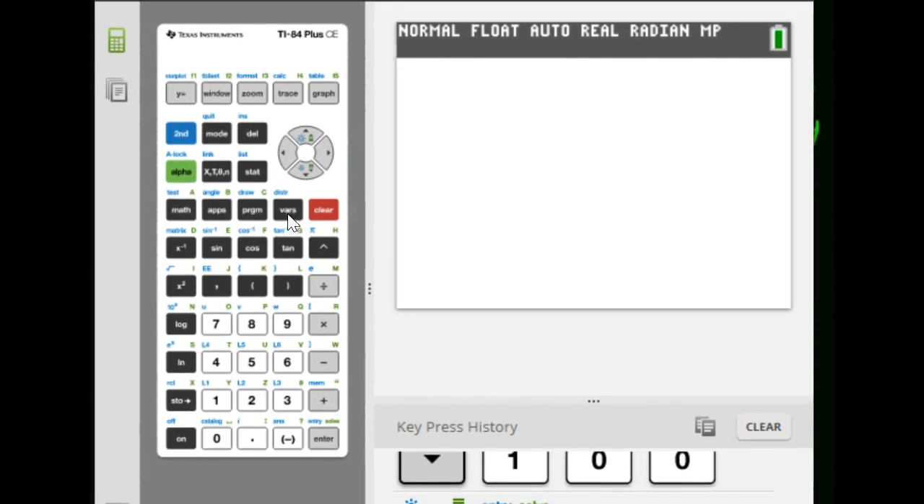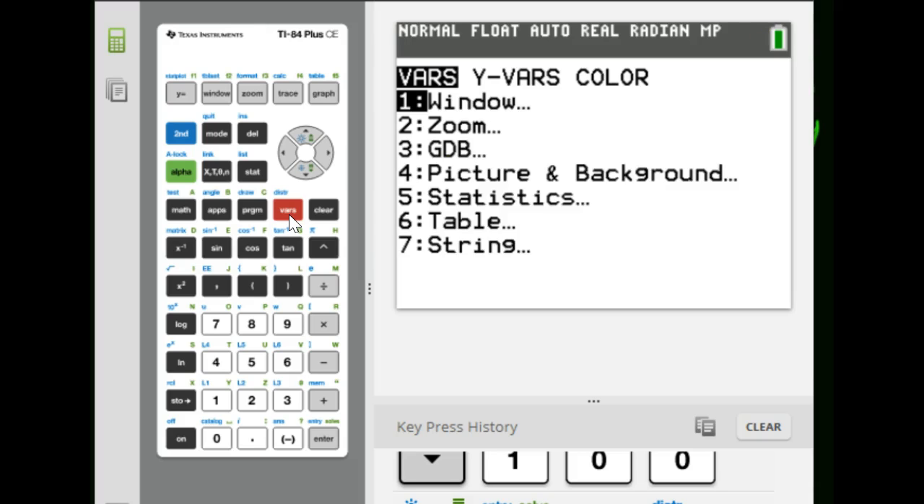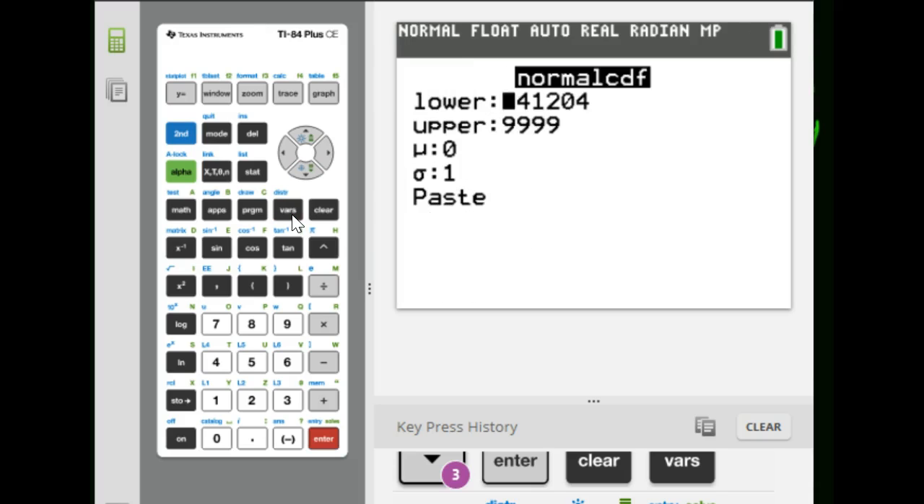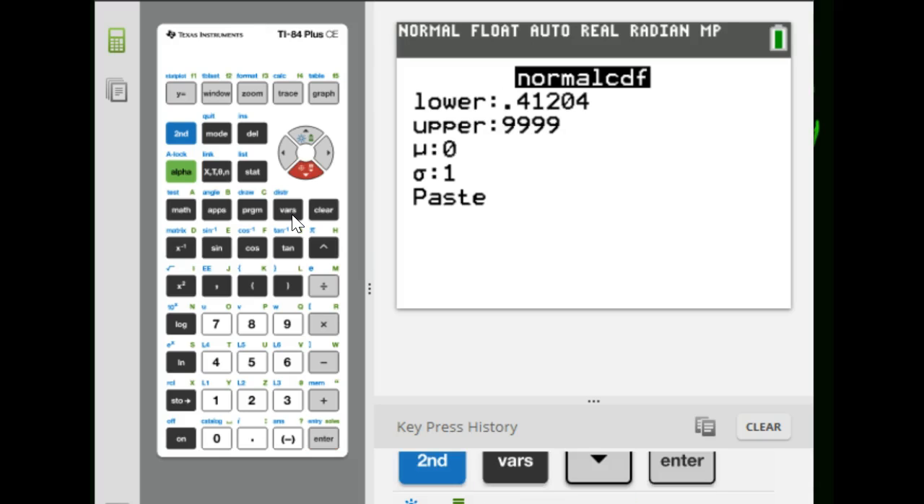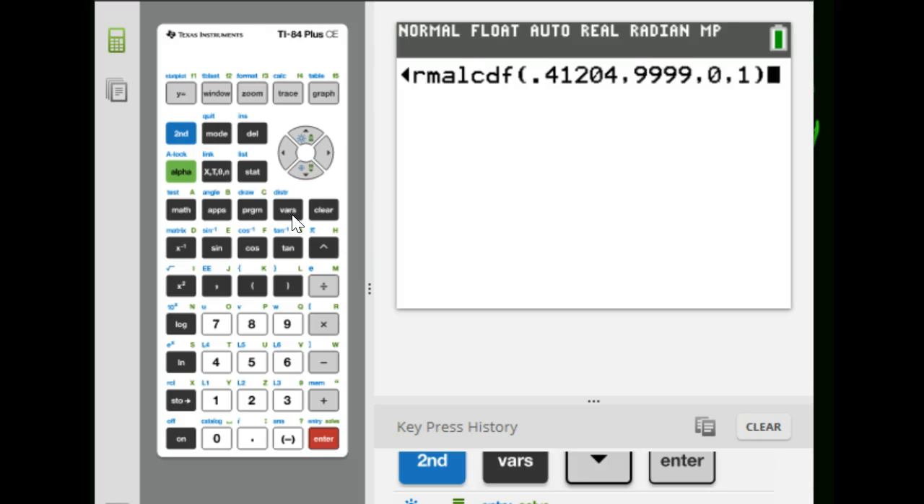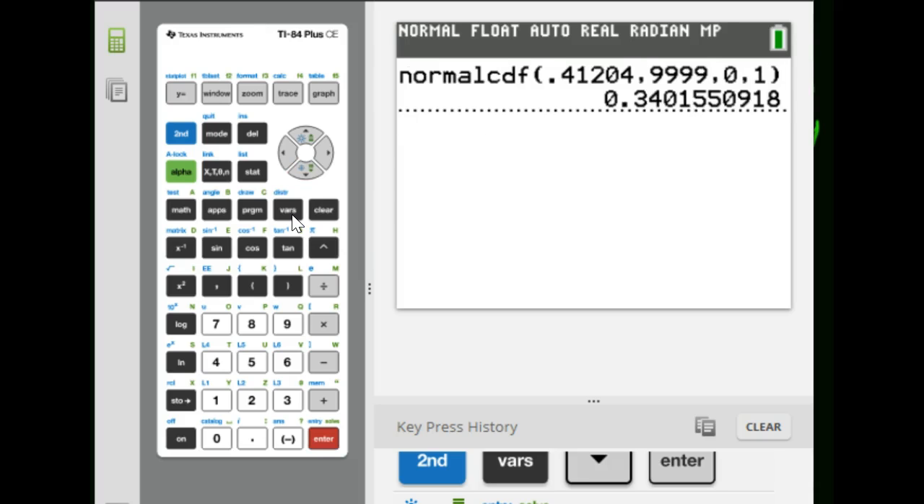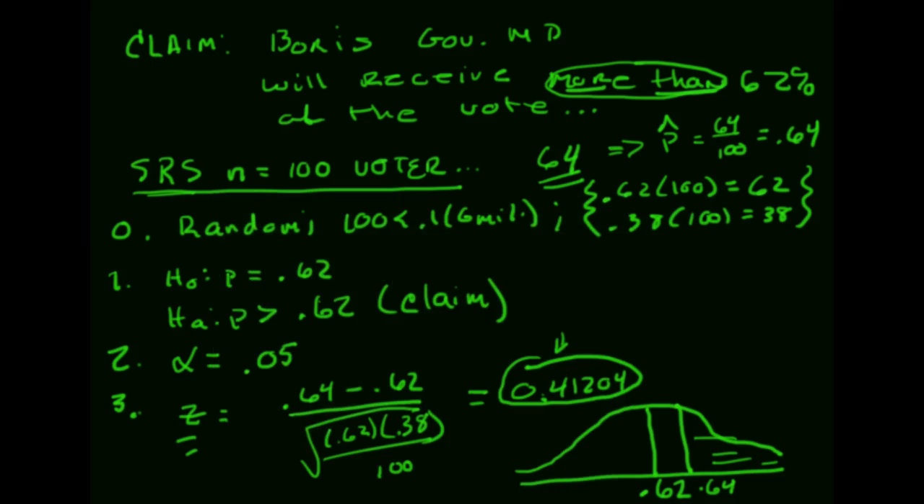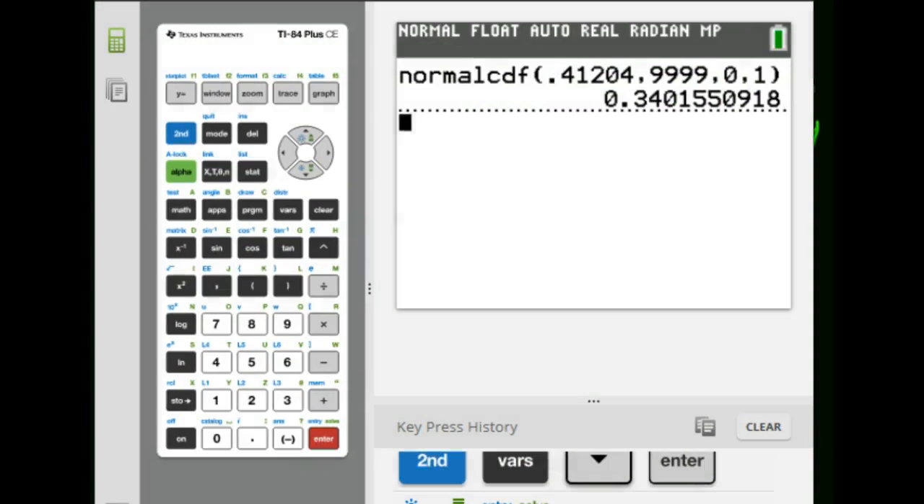There we go. Let's go 2nd vars for normal CDF. I actually have those numbers in there. 0.41204 is my z-score, and since it's a z-score, I use 0 and 1, which means the probability of being above this is 0.340155, etc. So my p-value is going to be, what did I say it was?